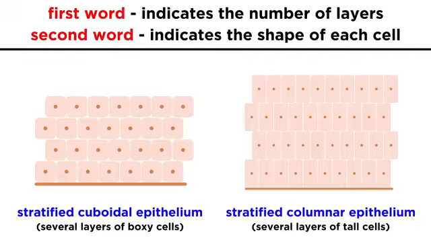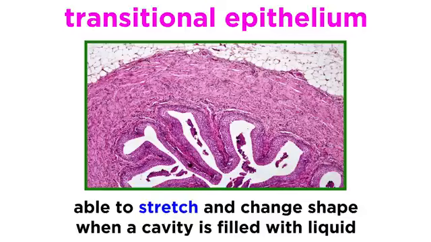Much more rare are stratified cuboidal and stratified columnar epithelia, where all the layers have cells of these other shapes. But they are found in a few locations, like certain types of glands. Lastly, there is also transitional epithelium, which is able to stretch and change shape to accommodate a cavity being filled with liquid, and this will be discussed when we look at the urinary system.